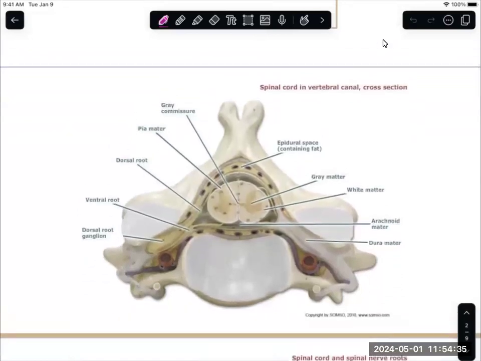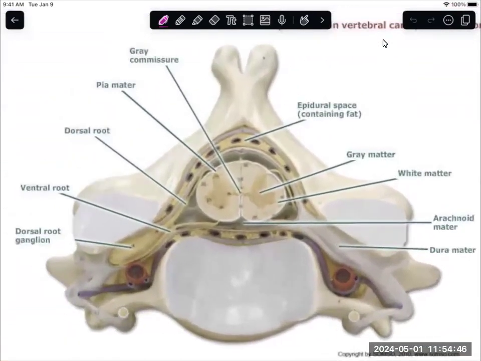So in our first picture, here is a typical cervical vertebrae. Inside of this cervical vertebrae, we have our spinal cord. This gives a reference point to where everything is in relation to that vertebral column, that vertebral canal. So let's look at what we have here.